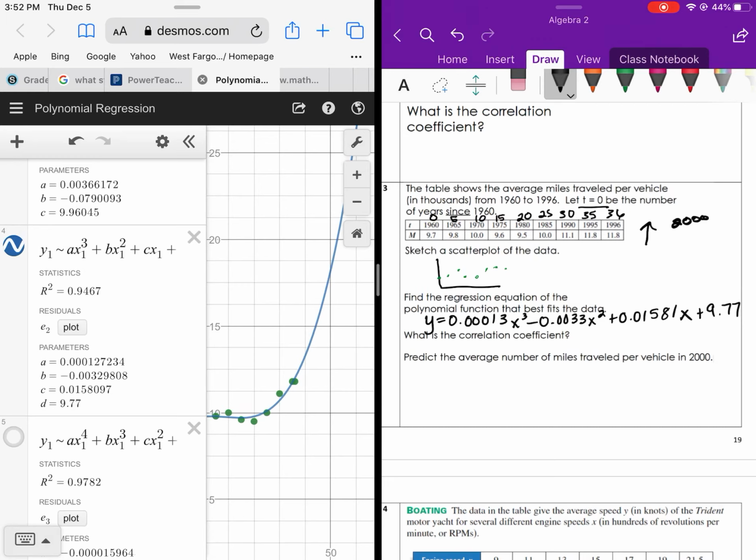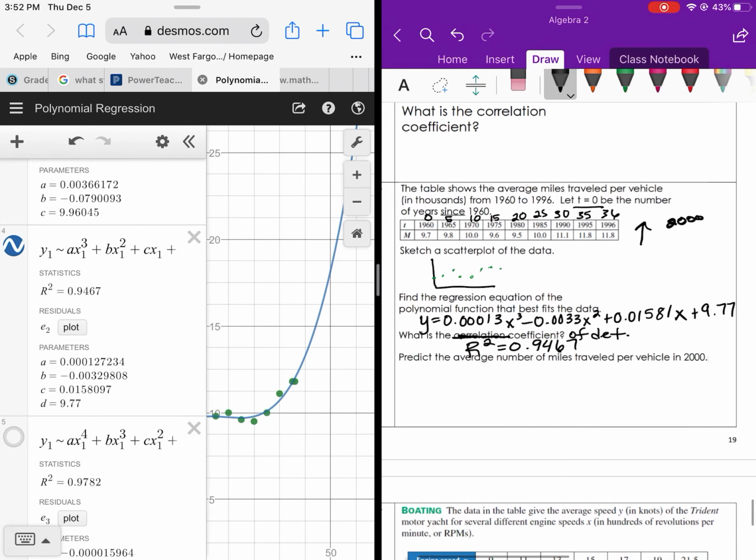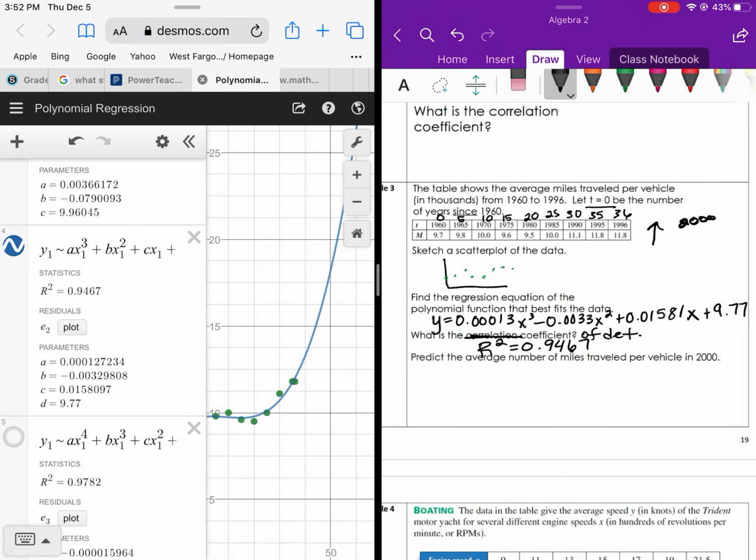What is the correlation coefficient? Again, we're not using a linear model, so we're looking at the coefficient of determination, which is my r squared value, and that is 0.9467.